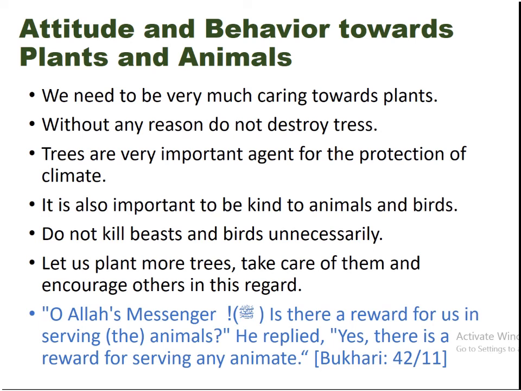And Allah thanked him, and for his good deed, Allah forgave him. Then the Sahabi asked Hazrat Muhammad, peace be upon him, is there a reward for us in serving animals? He replied, yes, there is a reward for serving any living thing. So this is very important for us, taking care of plants and animals.